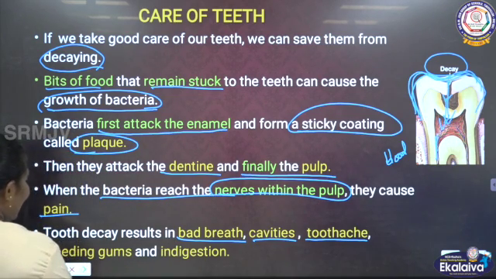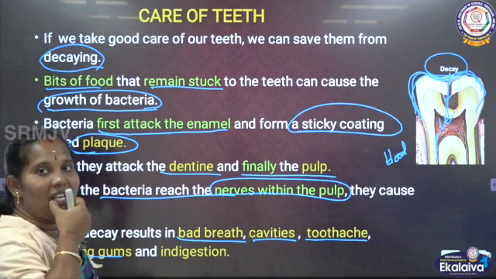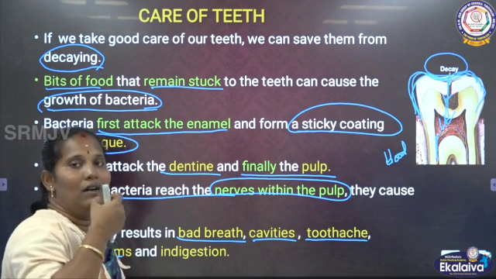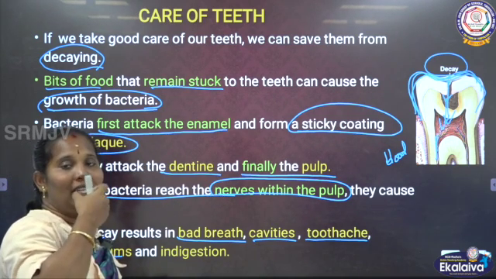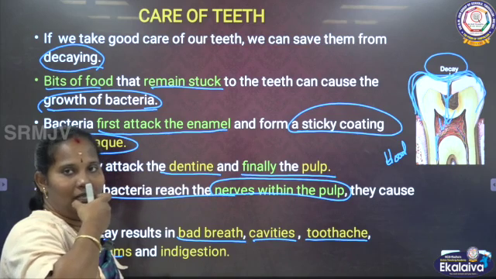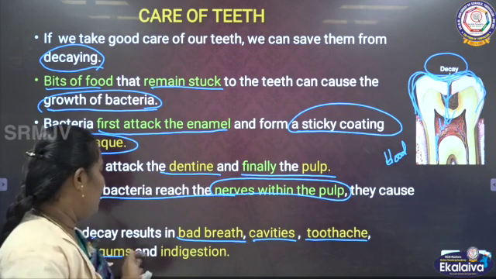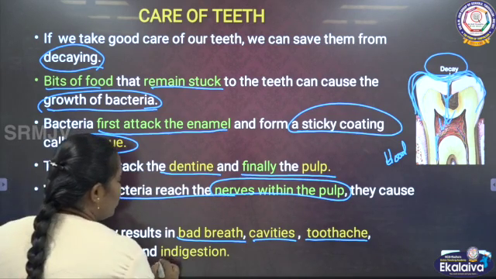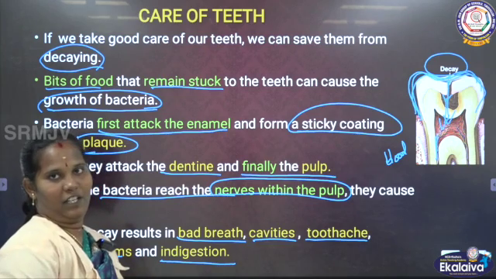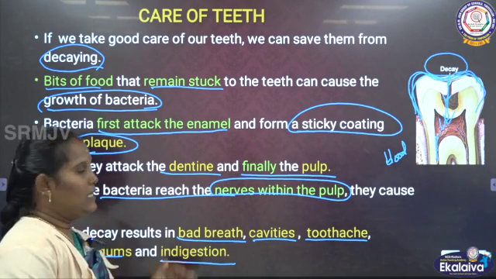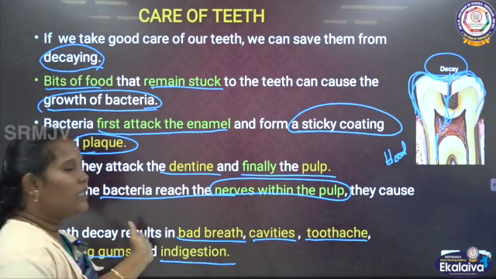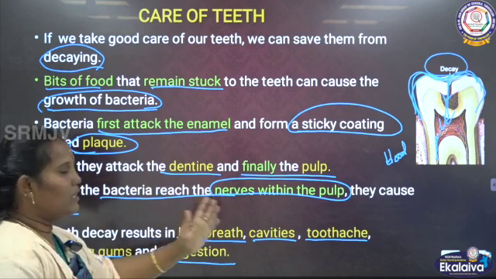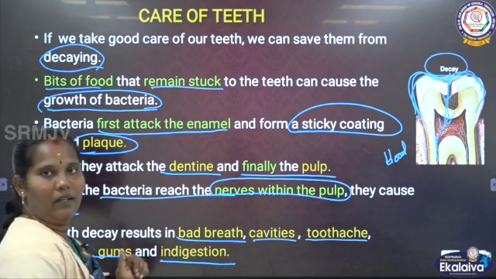And then bleeding gums. Bleeding gums means sometimes while we bite or brush, we can get blood from our gums. That is bleeding gums. And then it also causes indigestion. This is the result of tooth decay. So, we have to take care of our teeth.